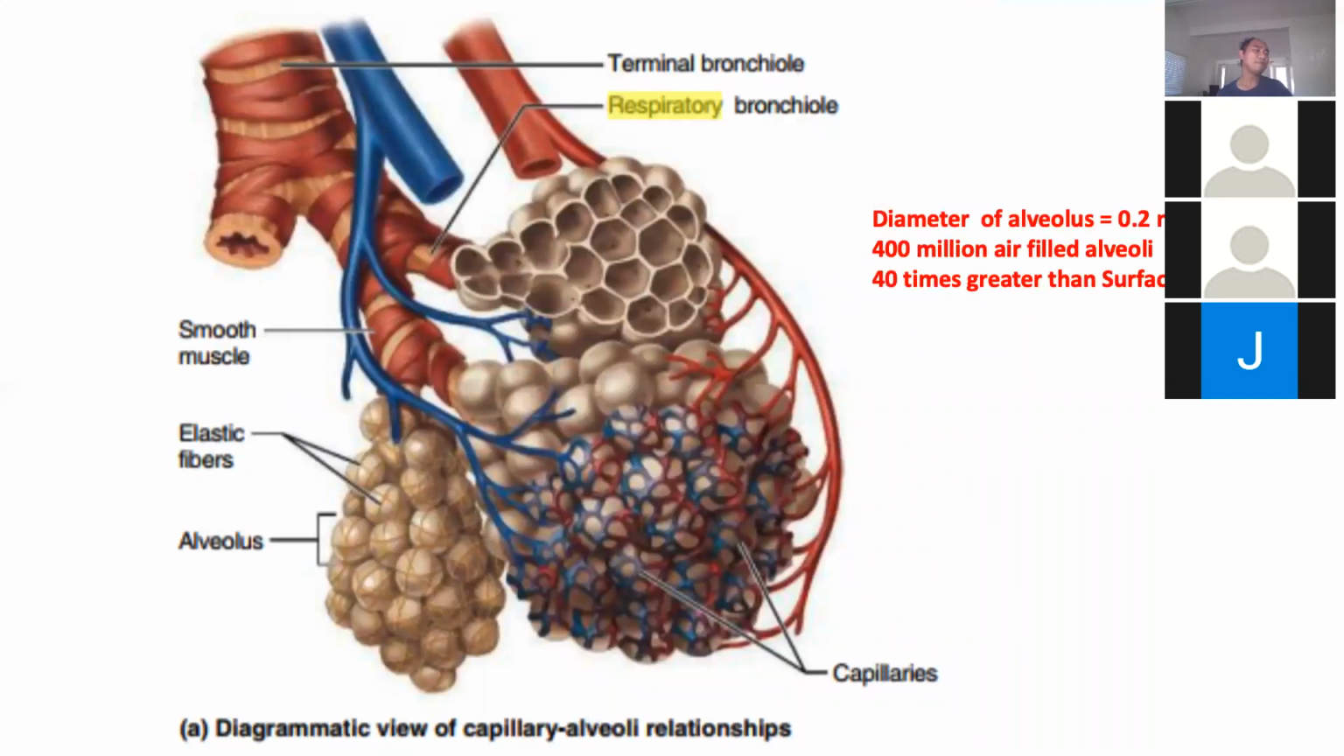Now we go back to our lungs, the little delicate thin structures: alveolus, alveolar duct, and alveolar sac.